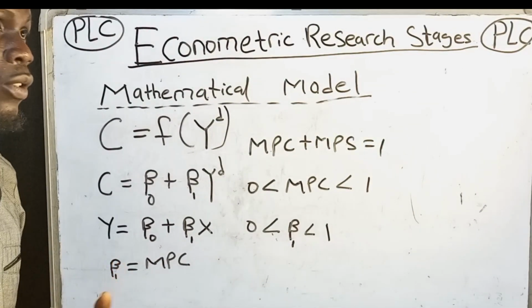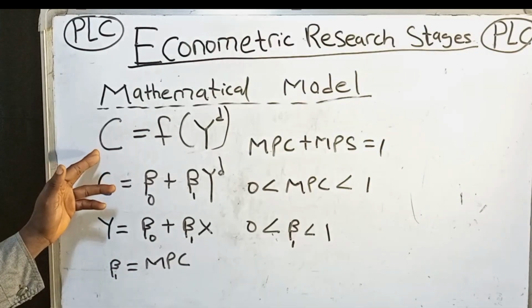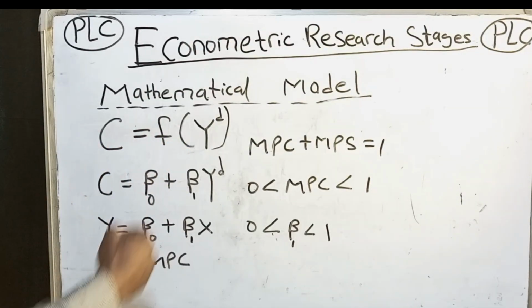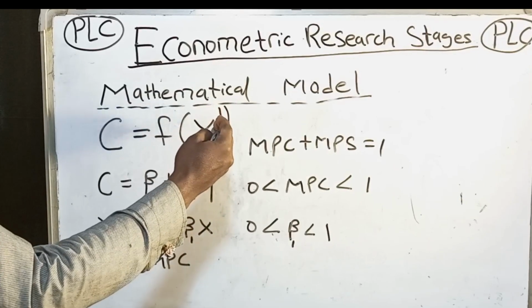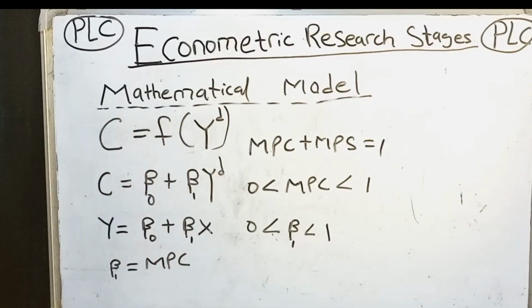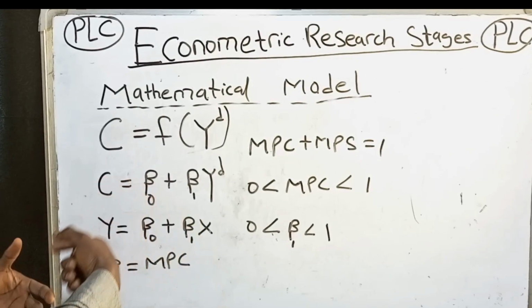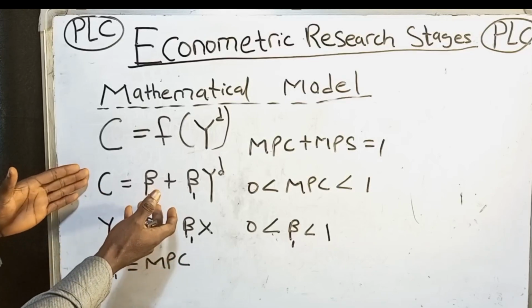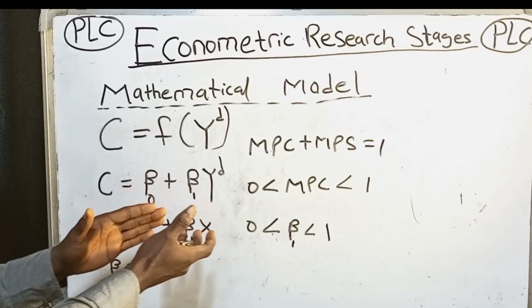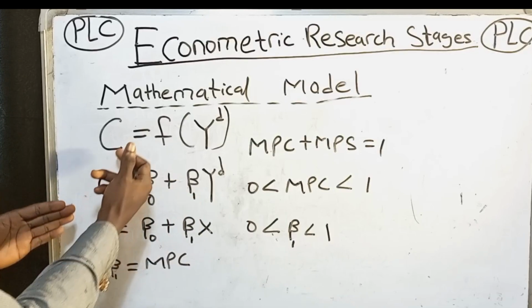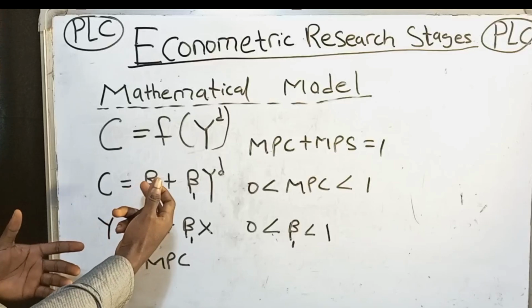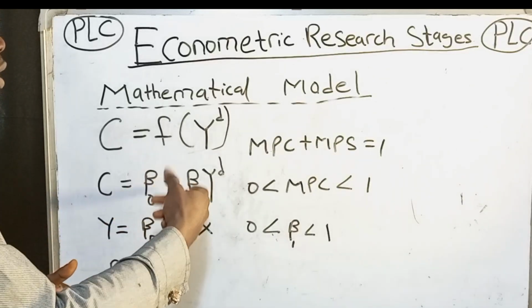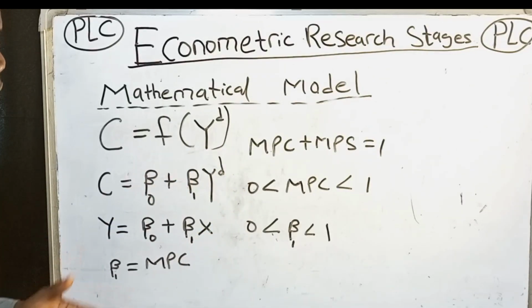That theory says that there's a relation between consumption and disposable income, in which as income increases, consumption also increases. That is, there's a positive relationship between income and consumption. This can be clearly presented mathematically as: consumption as a function of disposable income YD, with consumption equals beta naught plus beta 1 disposable income.